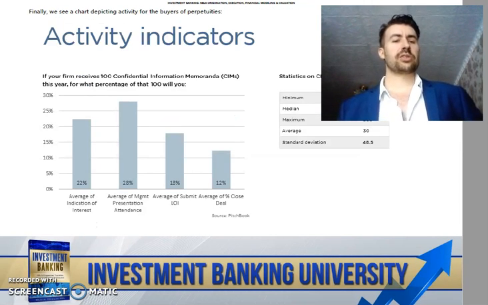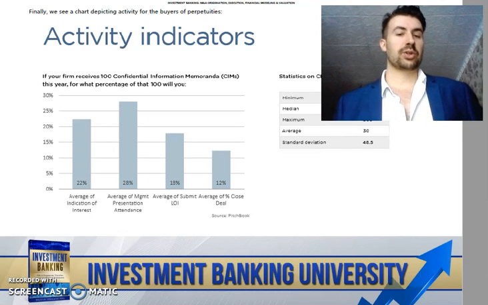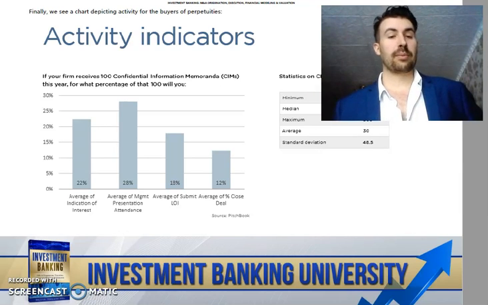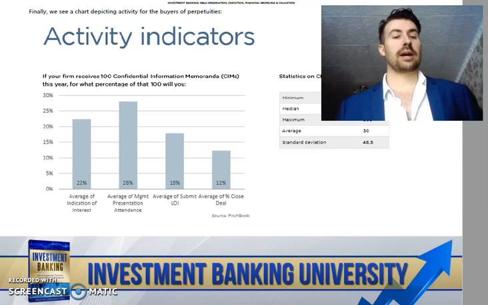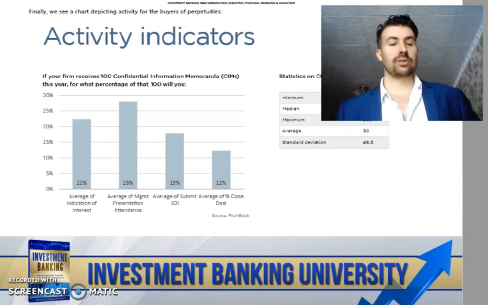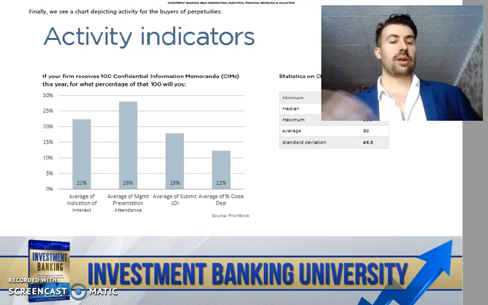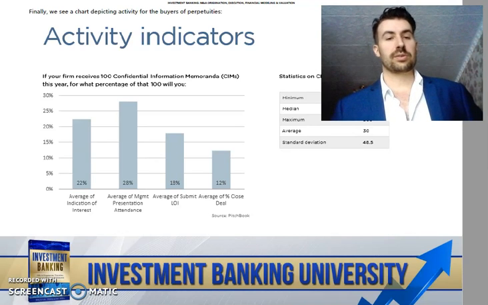And then finally, this is a chart depicting the activity for buyers of perpetuities. We're taking a look at those that received confidential information memorandums from investment bankers running an M&A process for a perpetuity: how many of those actually turned into an indication of interest, how many turned into management presentation attendance, how many turned into an LOI, and then how many turned into an actual deal closed. Respectively, we have 22%, 28%, 18%, and 12%.